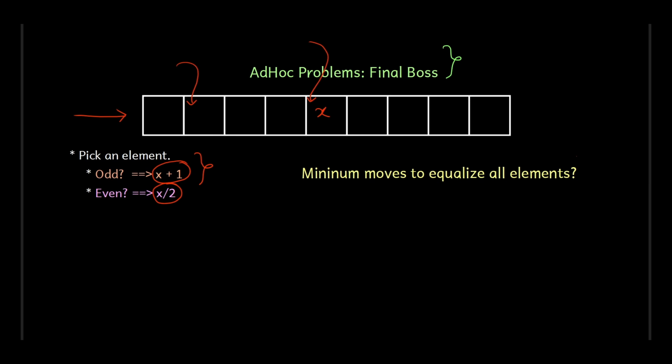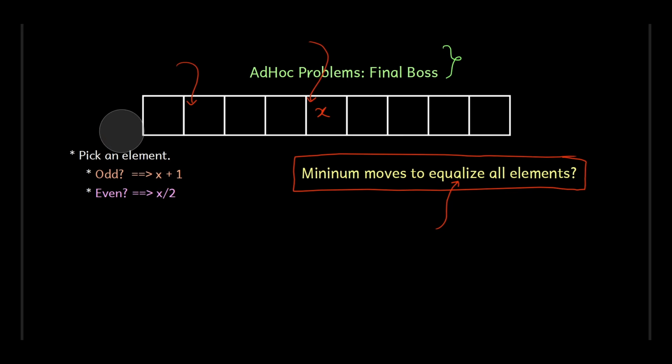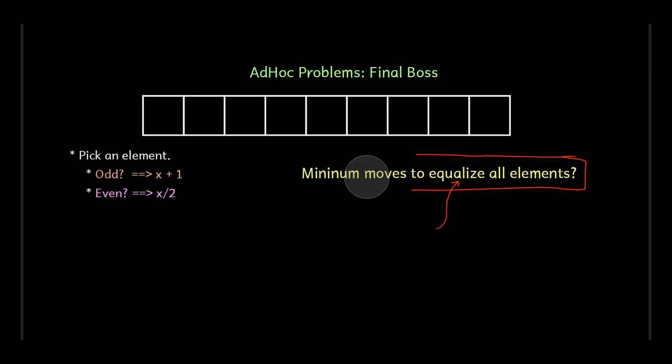So the problem statement is for you to find out what is the minimum number of moves that you need to make on this array such that all the elements become equal. How do you solve this problem? Even before trying to find out the minimum number of moves, let's see if the answer always exists. That is, regardless of the number of moves, can you actually make all the elements equal, or is it not possible at all?